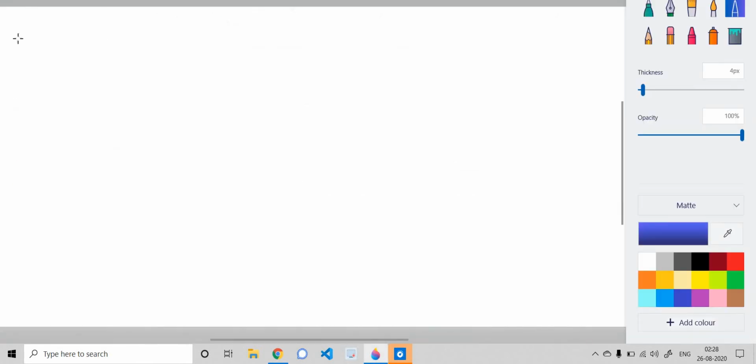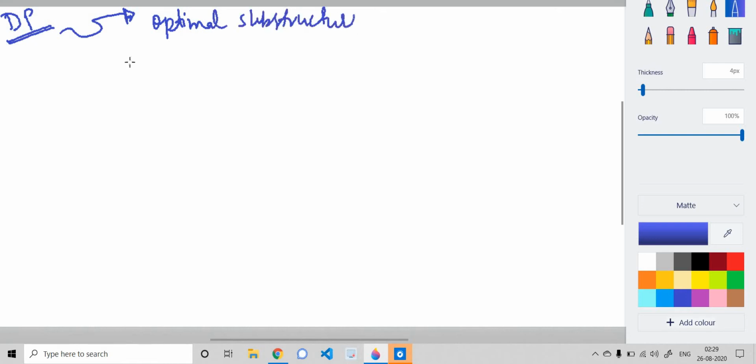First of all, you should be aware of dynamic programming. I won't be going into the details of dynamic programming, but let me just give you a brief overview of what it is. For anybody to use dynamic programming, two conditions need to be satisfied. The first one is optimal substructure, and the second one is overlapping subproblems.